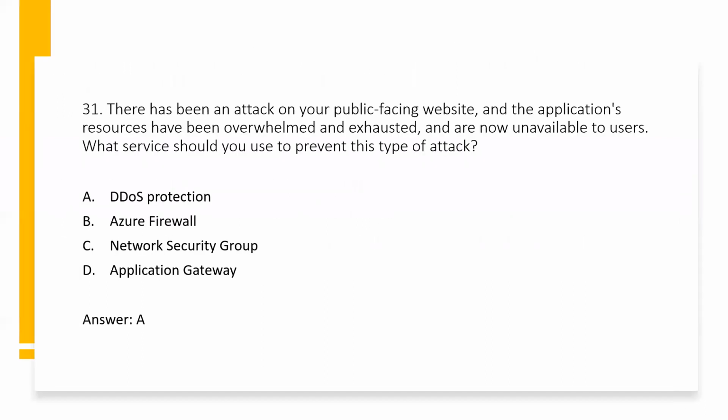Question 31. There has been an attack on your public facing website and the application's resources have been overwhelmed and exhausted and are now unavailable to users. What service should you use to prevent this type of attack? Option A, DDoS attack protection. Option B, Azure Firewall. Option C, Network Security Group. Option D, Application Gateway. So here is the right option, option A.